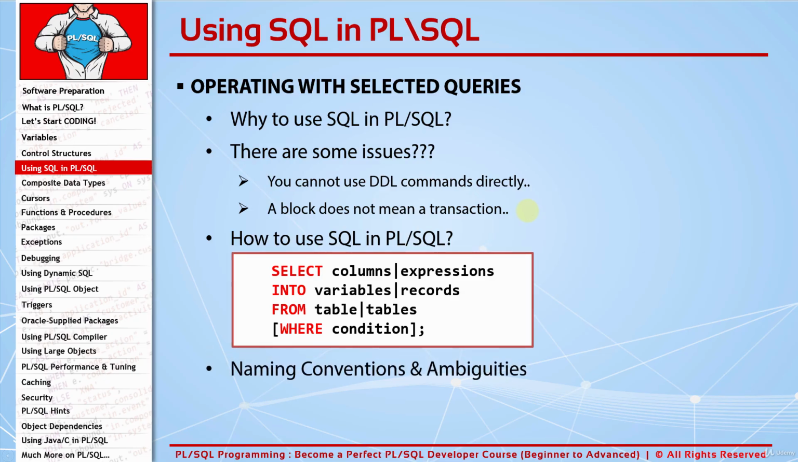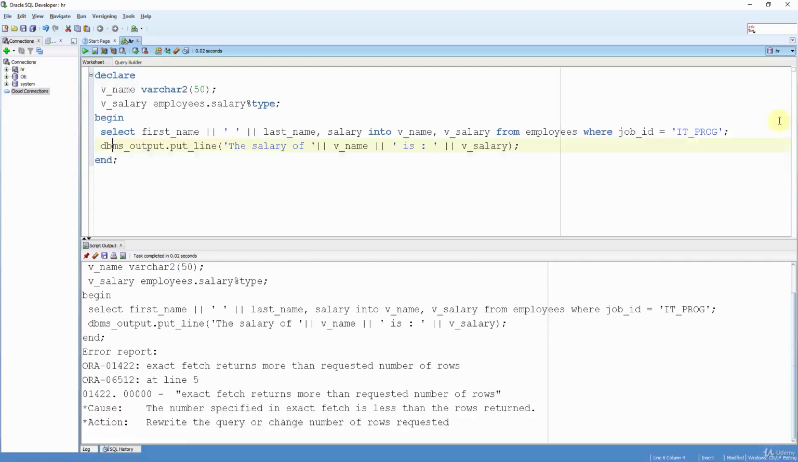Naming conventions and ambiguities. We need to be careful on naming our variables when we use them in where clauses. Our variable names should be different than our column names. Besides, do not try to use a function name, etc. Try to write different names. If not, you may have different errors. Let's check them in examples.